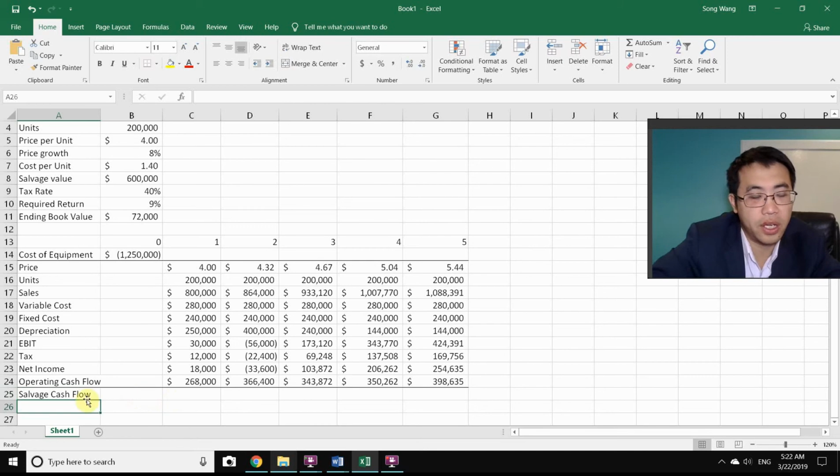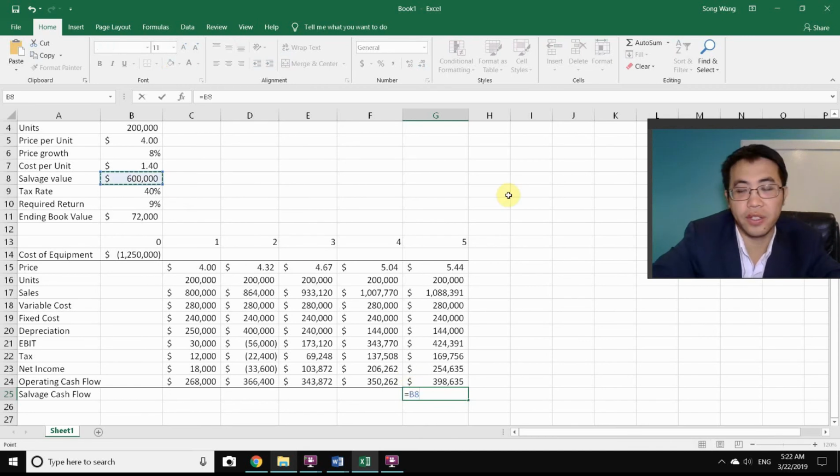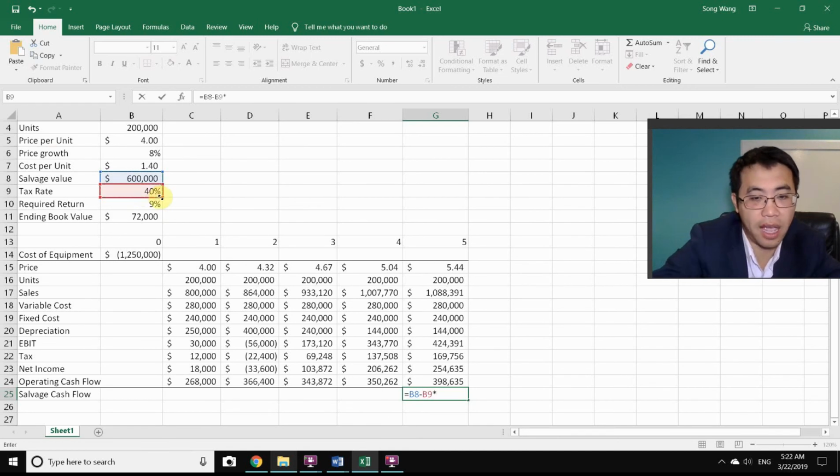What you see here is at the end of the period, you're going to sell the machine for its salvage value. So certainly you're going to get this part, 600,000. That's a lot of money you can sell your machine for, right? And also you need to pay taxes on the capital gain. So minus 40% of the capital gain.